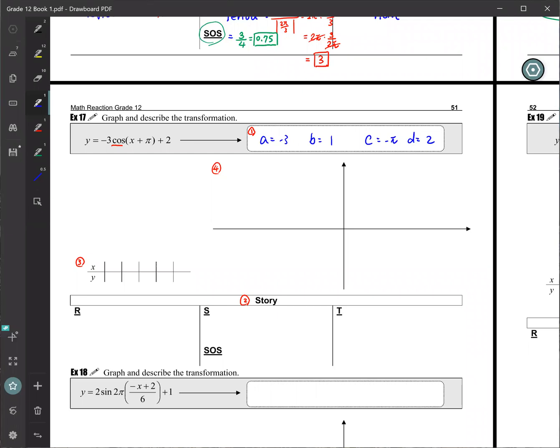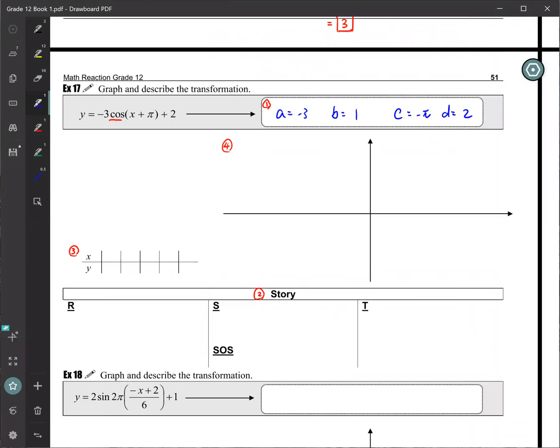Okay, let's check the story. William, do we have reflection? Yes. Okay, what kind? Reflect over x-axis. Okay, sounds good. Okay, Trudy, do we have amplitude? It's 3. 3, very good. Absolute value of -3 will give you 3.